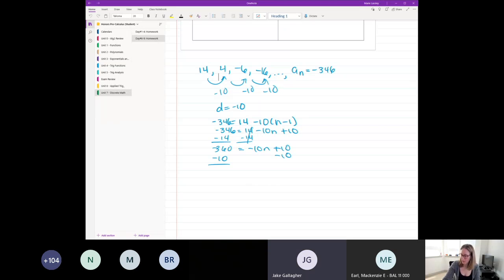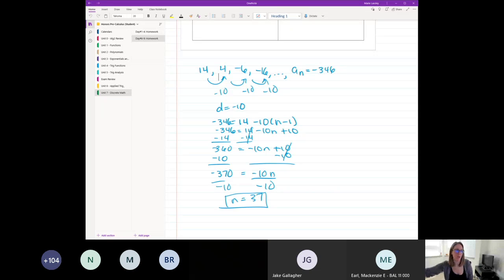I don't know what mistakes you guys are making. A couple of you emailed me your work, and you started with the wrong term. I saw a couple of people start with 4 instead of 14, so then your n value was off. Then just divide by -10, and you get n equals 37. That should have been the answer for that one. Just be careful. I can also see people maybe adding.